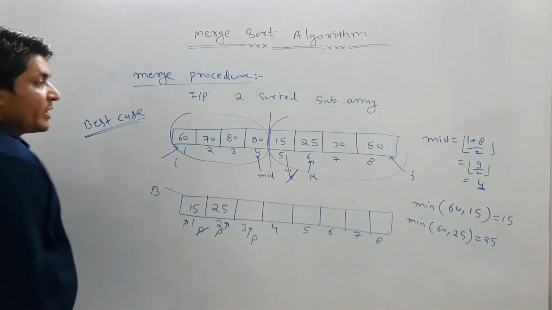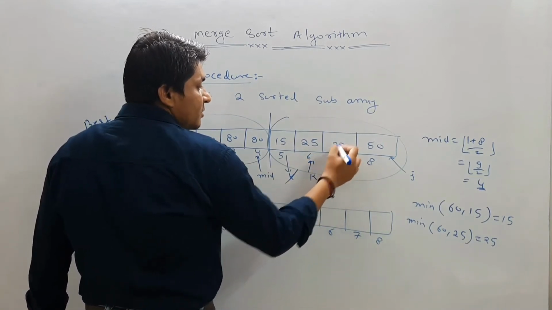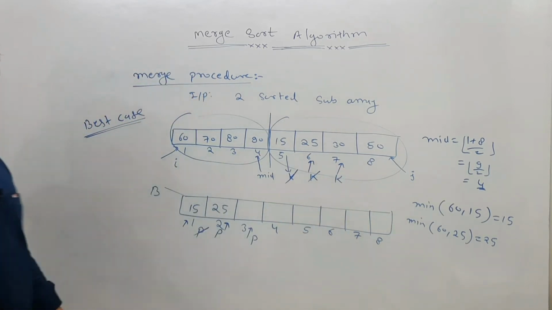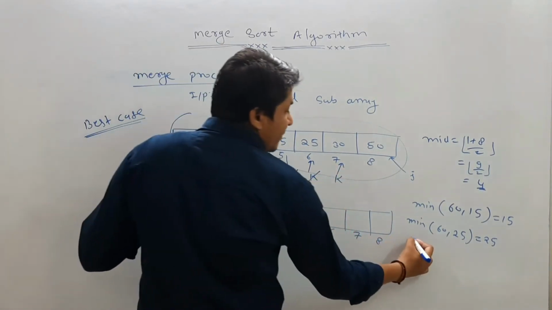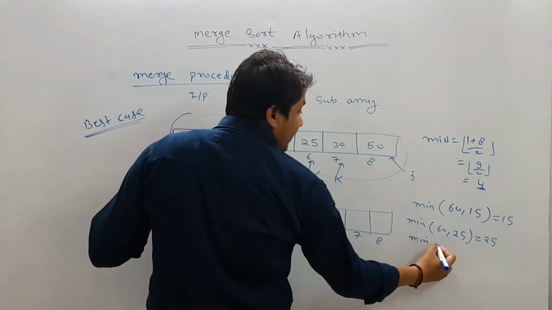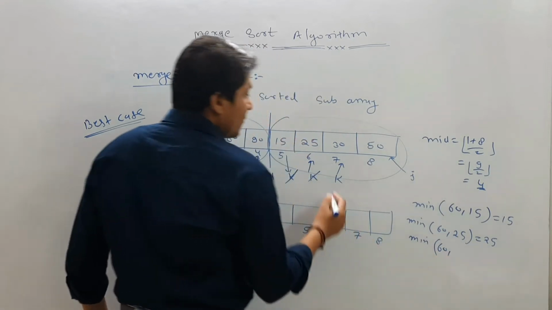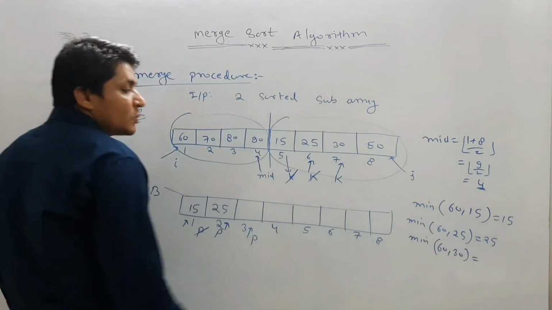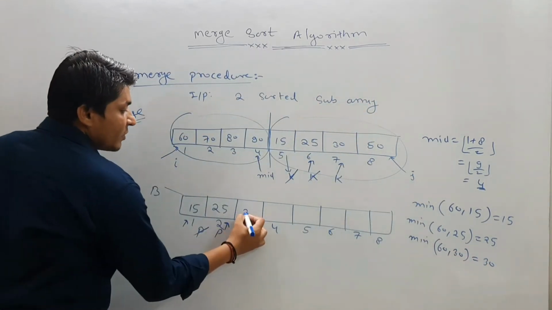So see, now we have already copied 25. So we are going to make the comparison with this element. So k will be incremented. Now k is pointing to the index number 7. Then again we are going to find the minimum of A of i and A of k. A of i means what? 60, and A of k means what? 30. So this is the number of comparisons. So which one is minimum? Again 30 is minimum. So 30 will be copied here.